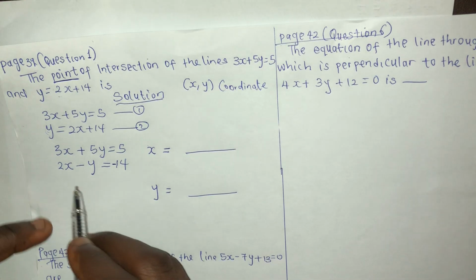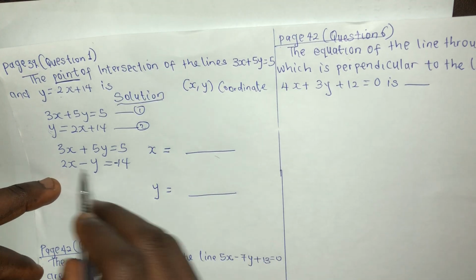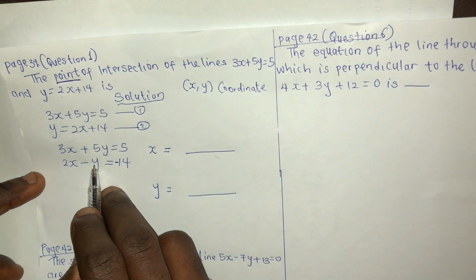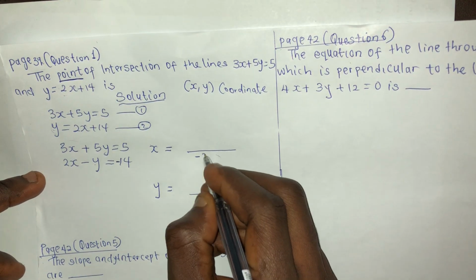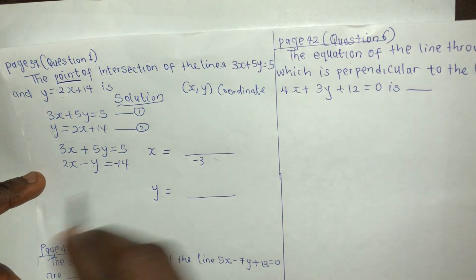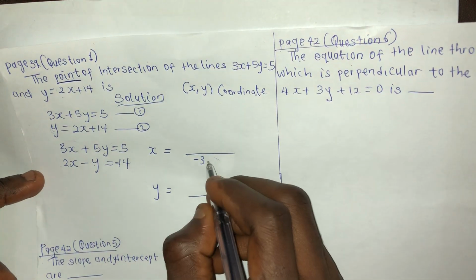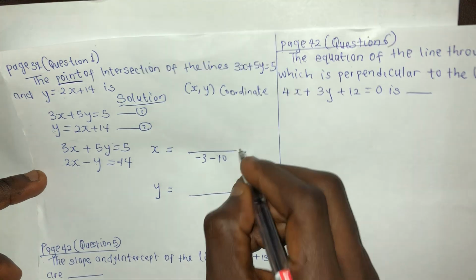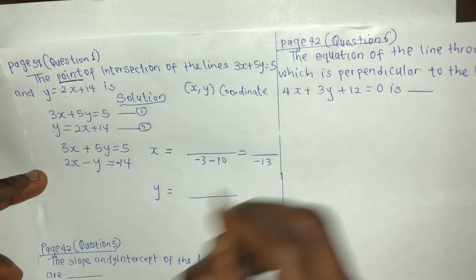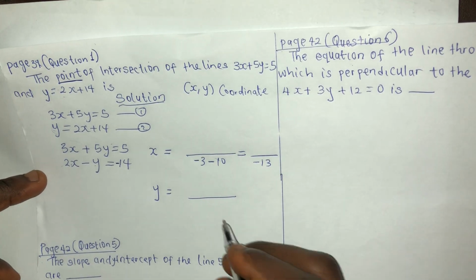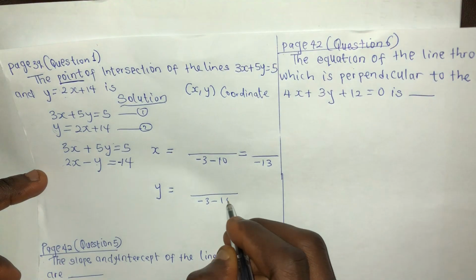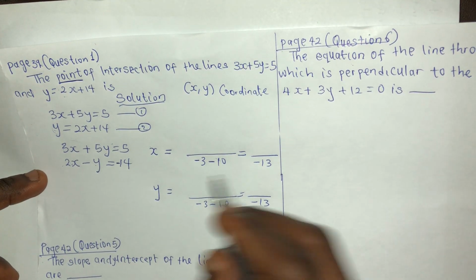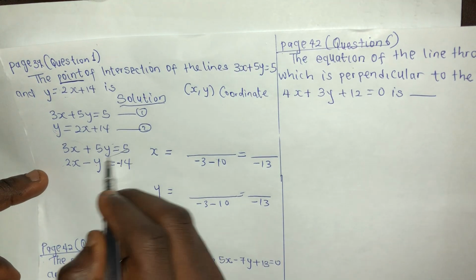So for me to know what's going to be down here, I'm going to find the determinant. 3 times minus 1 is minus 3. 2 times 5 is 10, minus 10. So down here I have minus 13. Same thing here: minus 3 minus 10, and I have minus 13. For what I will have up here, just do this first.